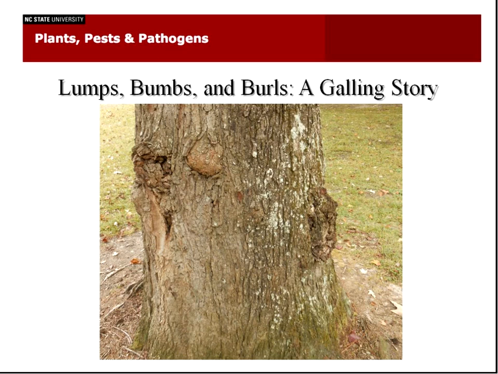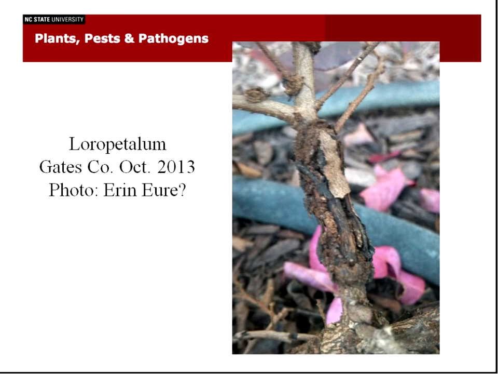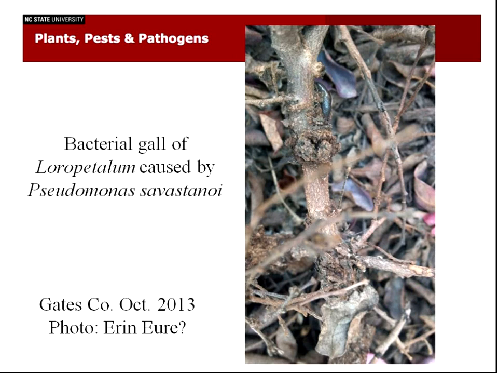All right, this is a sample that came in, or photographs. I don't remember if the physical sample came in. It was one that Sean diagnosed. Loropetalum from Gates County earlier this month. And we see this particular problem maybe twice a year, either from the landscape or even more often from a nursery situation. And it turns out that this is a bacterial gall on Loropetalum caused by Pseudomonas savastanoi.